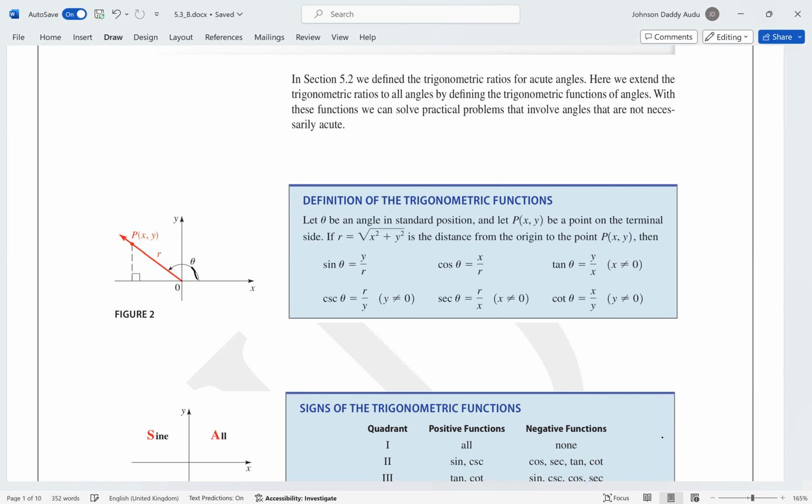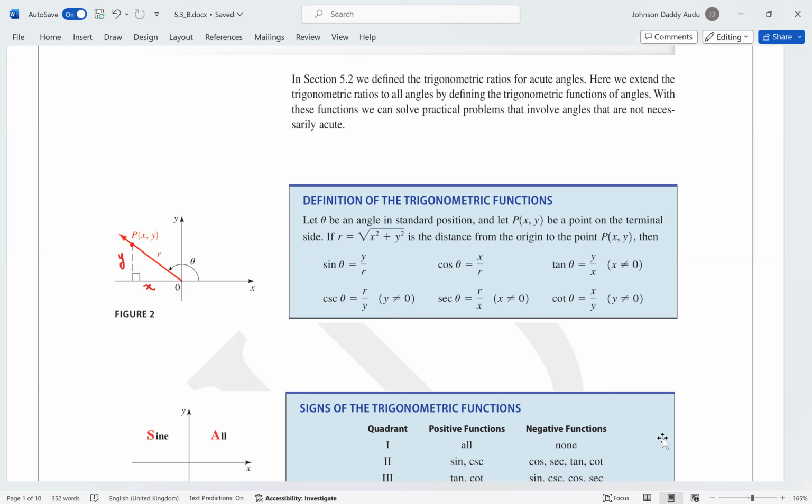This is theta in standard position because the initial side is the positive x-axis, and the vertex here is the origin. So if this is a point P(x, y), it means that this distance is x, and this distance is going to be y. And we can find sine theta. Sine theta is just opposite over hypotenuse, which is y over r.